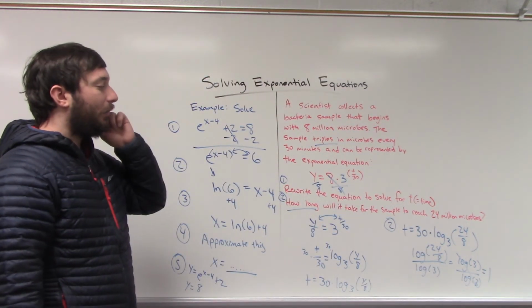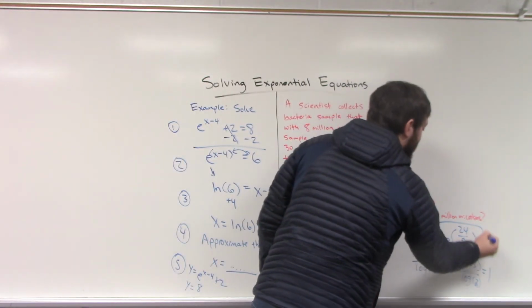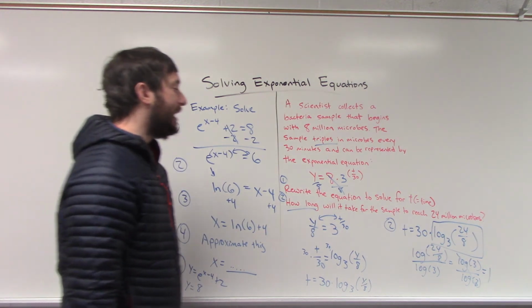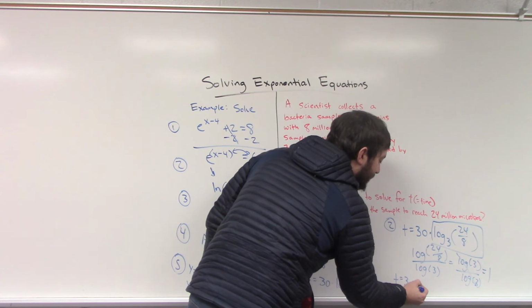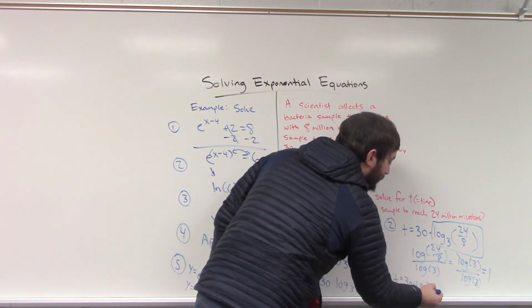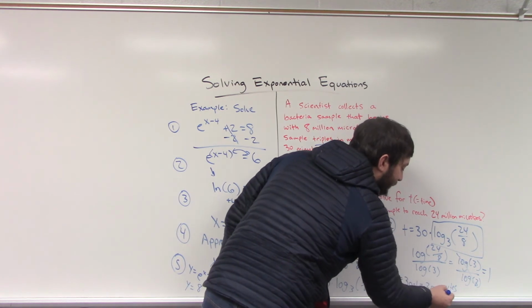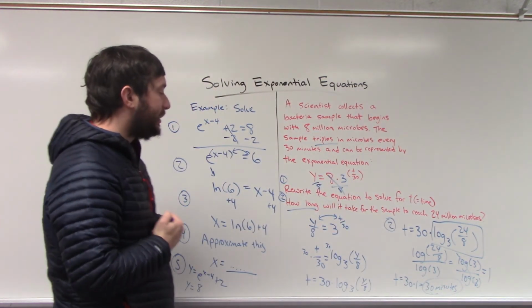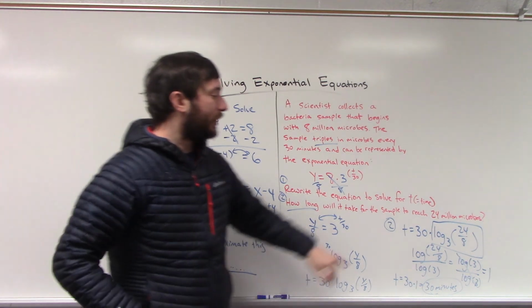So, what does this mean? It means that we just simplified this portion, right? And we found that it equals a 1. So t equals 30 times 1, and that's just 30 minutes. Okay, what does that mean? It takes 30 minutes for the sample size to reach 24 million microbes.